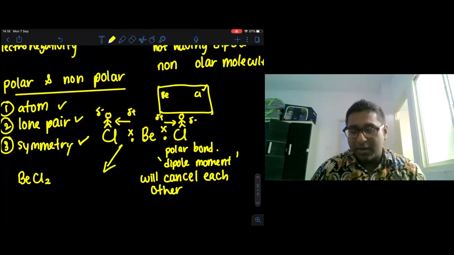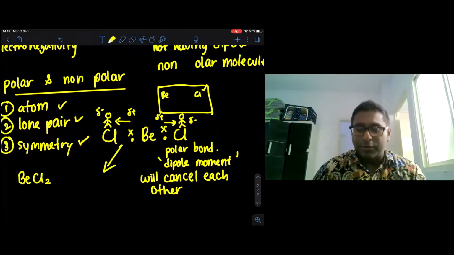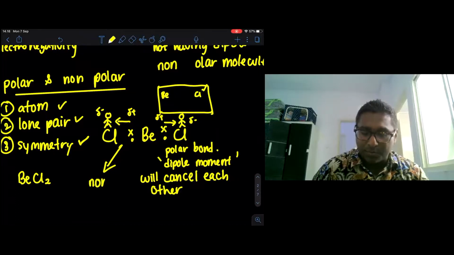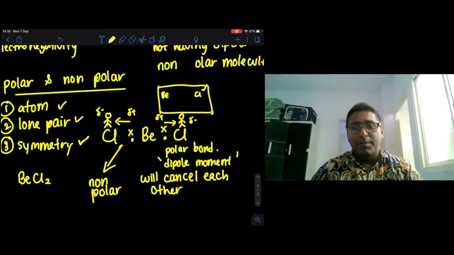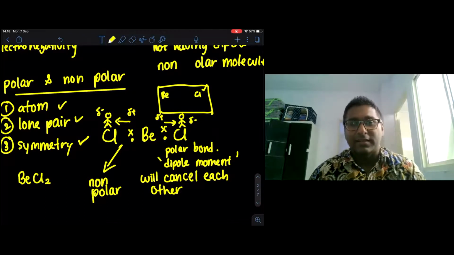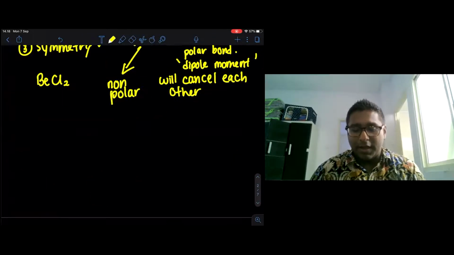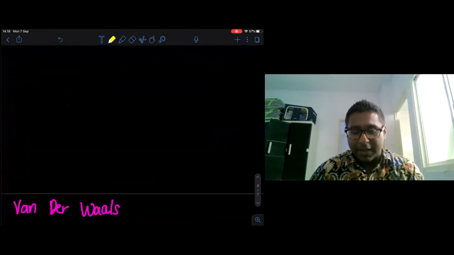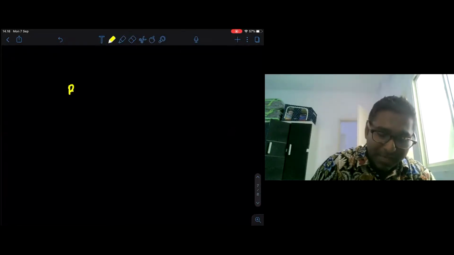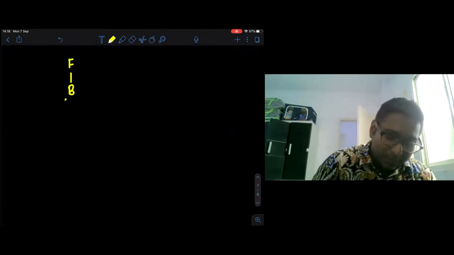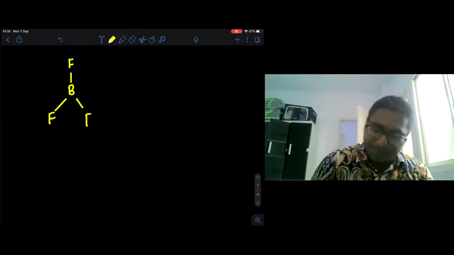This polar bonded molecule will become non-polar. There is no partial positive or partial negative, because it is cancelled out. Okay, if I look at a different example, let's say BF3, again the same thing.